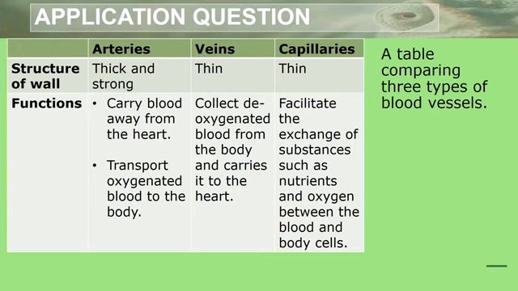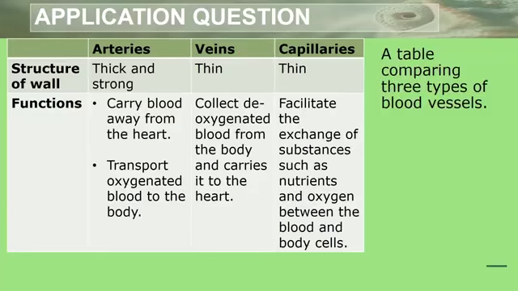Whenever you draw a table, you also have to remember to give it a heading. So this is a table comparing three types of blood vessels. Like I mentioned previously, we will be focusing on arteries, veins, and capillaries. So we look at the structure of the wall to understand what the function of the artery is, and then lastly, to understand how the structure complements the function and how the blood vessel is suited to perform its function.